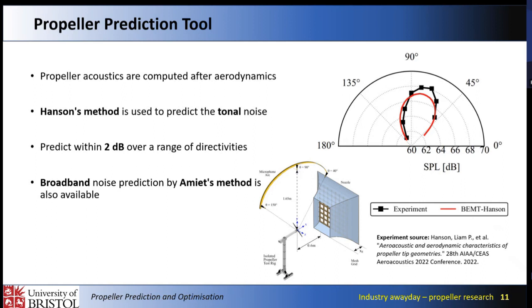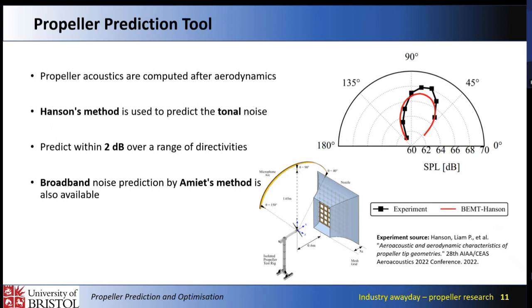So that covers the aerodynamic part of the tool. So for the acoustics, specifically for the tone, once we have the aerodynamics calculated, for the tone we use something called Hansen's method. This is only predicting our tonal noise and the harmonics after that noise.